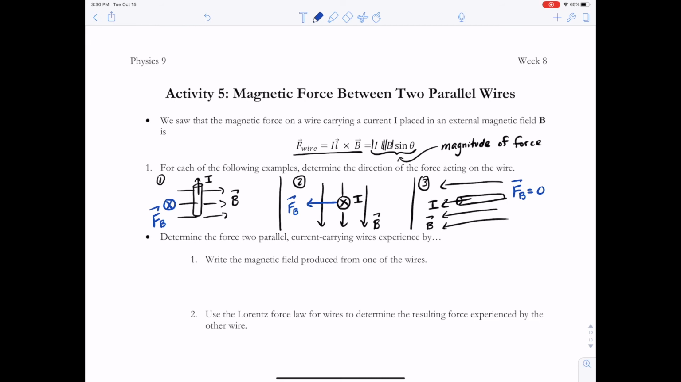The reason is because our current, and therefore our length vector, are to the left, which is in the same direction as our magnetic field direction. And so the angle between those two vectors is 0, and sine of 0 gives us 0.